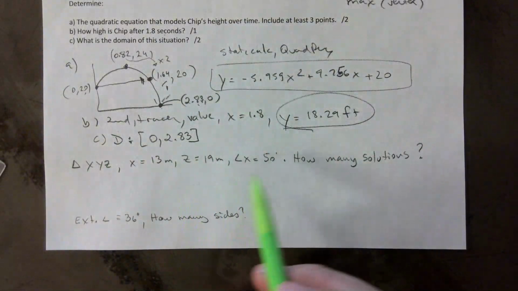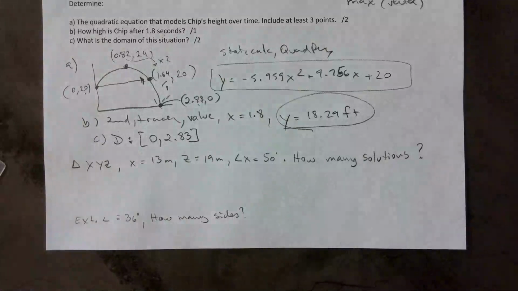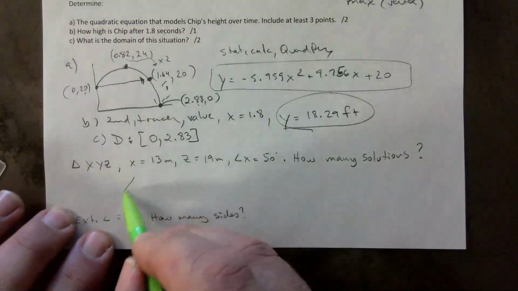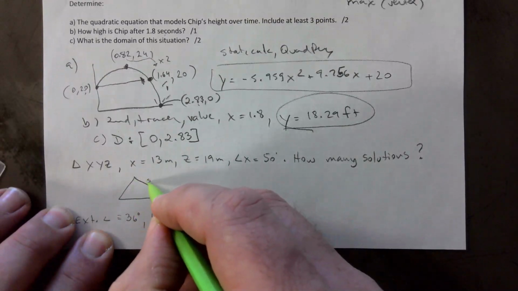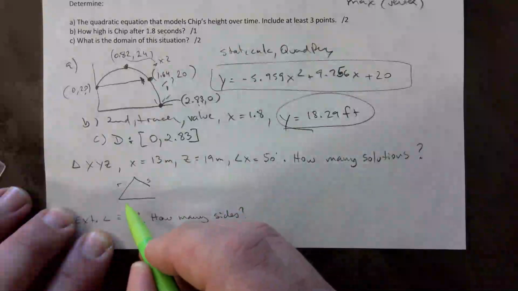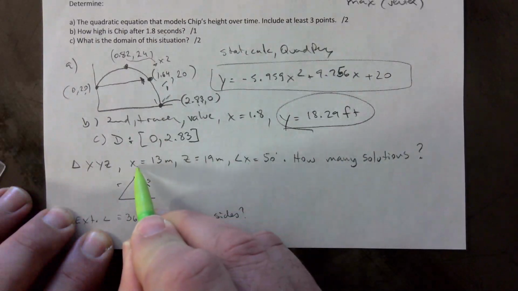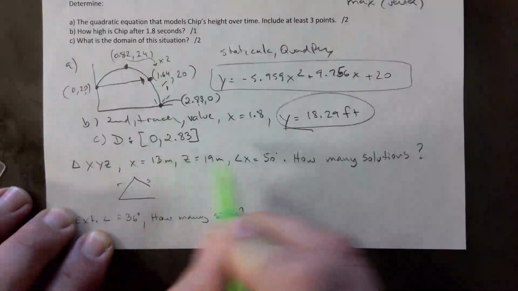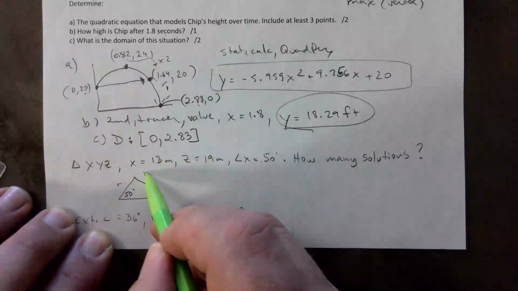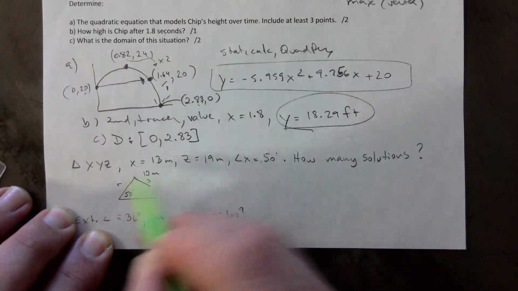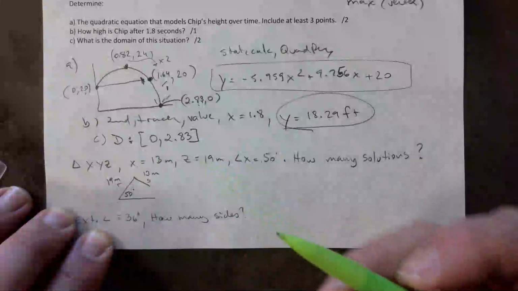Let's do this one here quick. How many solutions? I don't know where you wrote this down, but you kind of want your fishing rod and your string, right? This is your string, this is your rod. The angles and the side, this pair here, you want the angle here and the side across, right? 13 meters goes here, and therefore 19 goes over here.